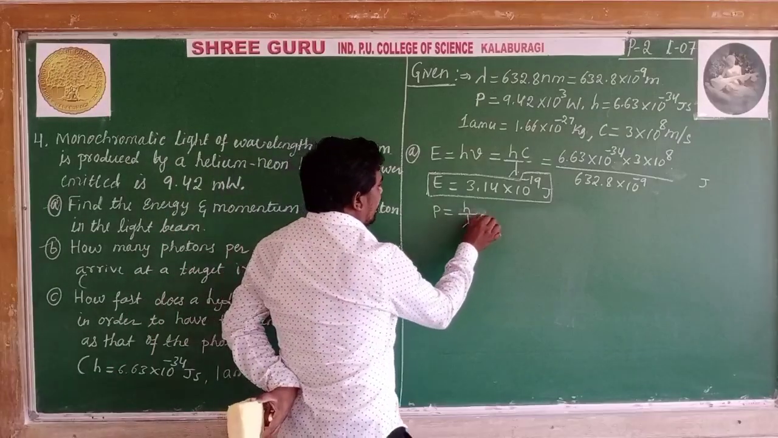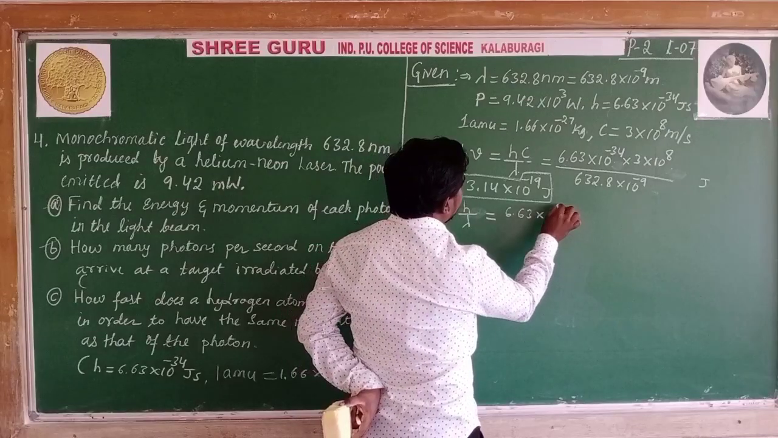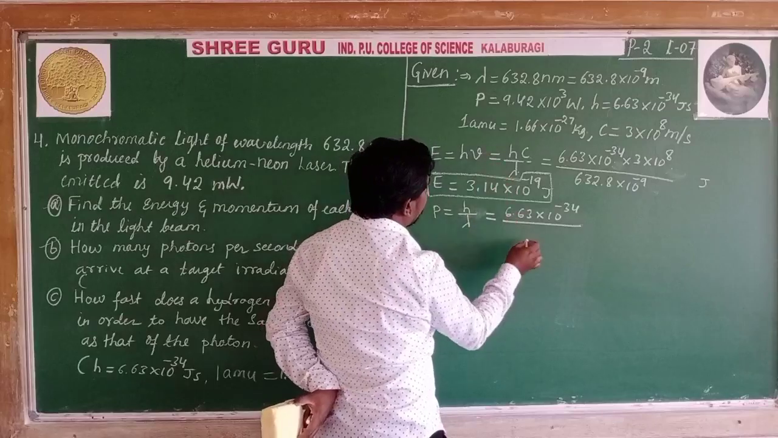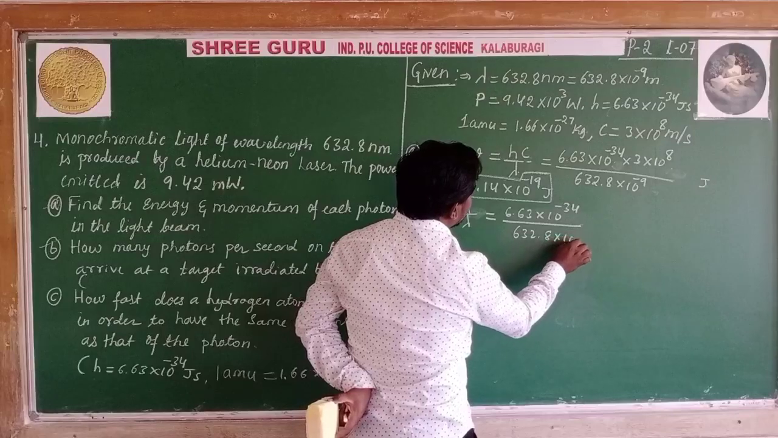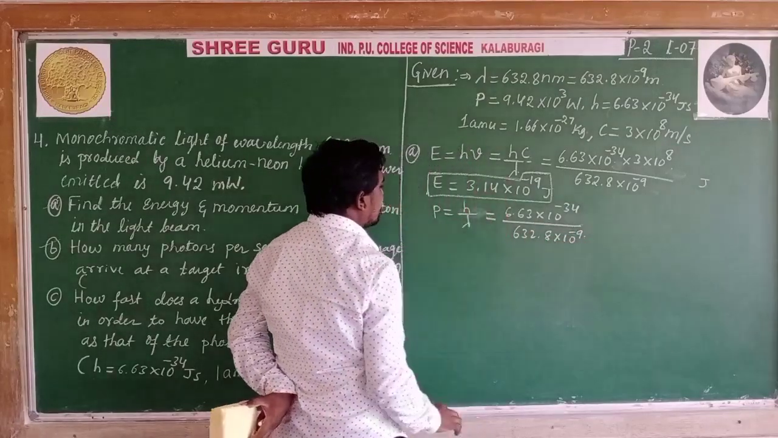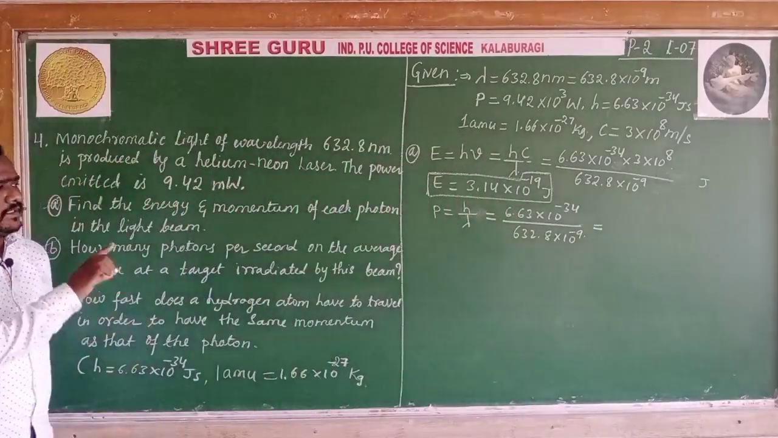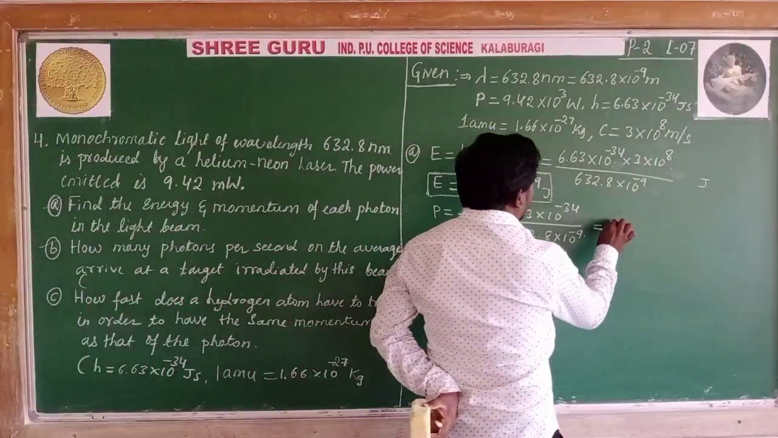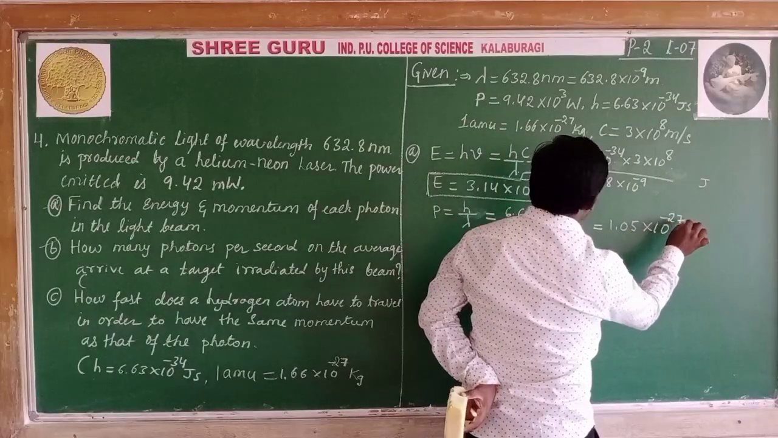We know the value of h, that is 6.63 into 10 raised to minus 34 joule second, and the denominator lambda, the wavelength, is 632.8 nano, that means 10 raised to minus 9. Just convert the power values and divide the numerator and denominator. Ultimately our answer is 1.05 into 10 raised to minus 27.